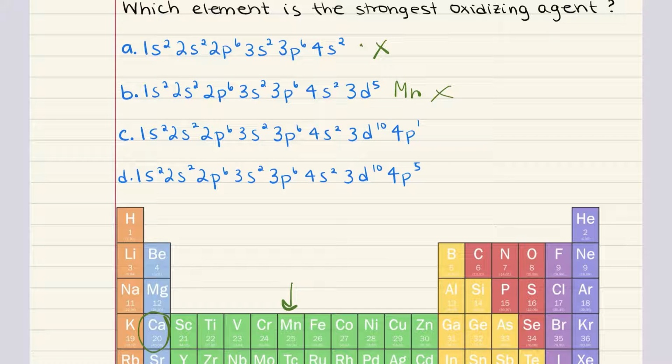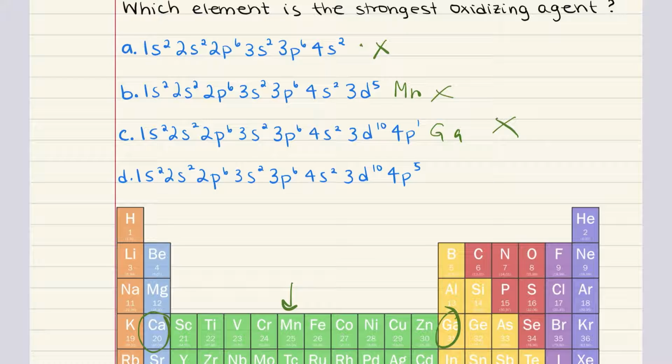Answer choice C gives us the electronic configuration for gallium. This is a metal and it tends to lose electrons to form cations, making it a poor oxidizing agent. Also, it has a single electron in the outer shell, which is more likely lost upon ionization. So again, this is not what we're looking for.